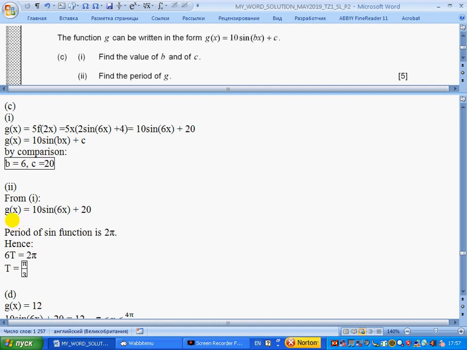From I, g(x) equals 10 sine 6x plus 20. Period of sine function is 2 pi. It means that 6 times period equals 2 pi. So period equals pi over 3. So this question is done.